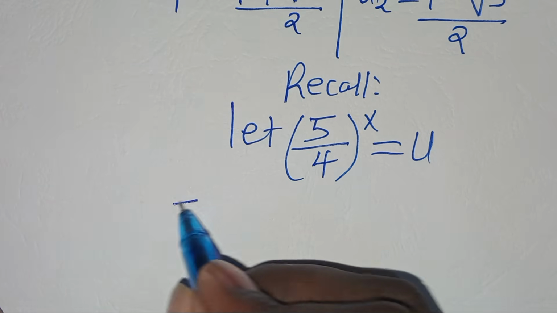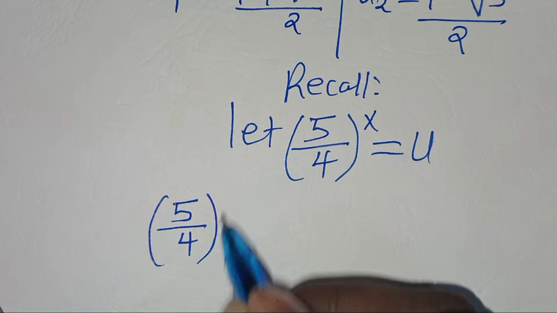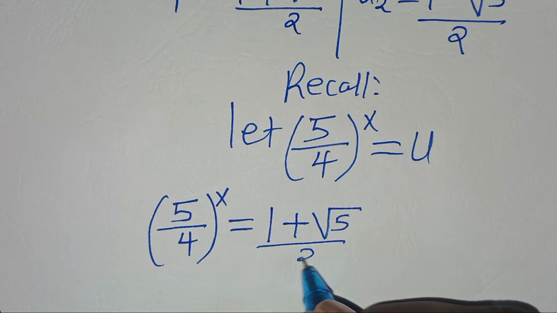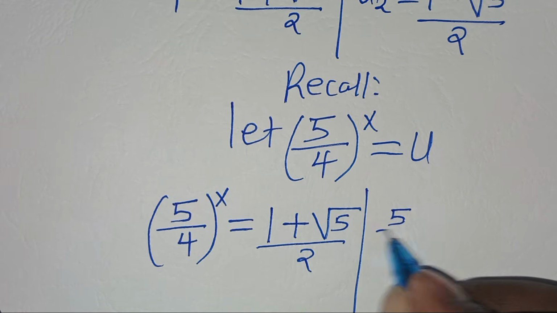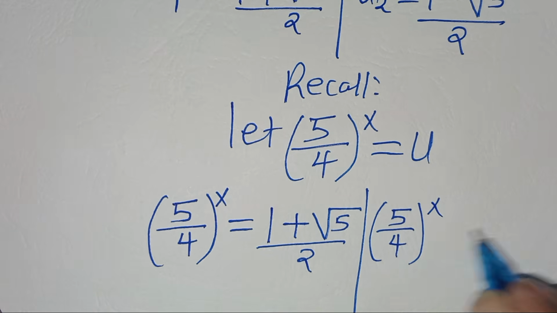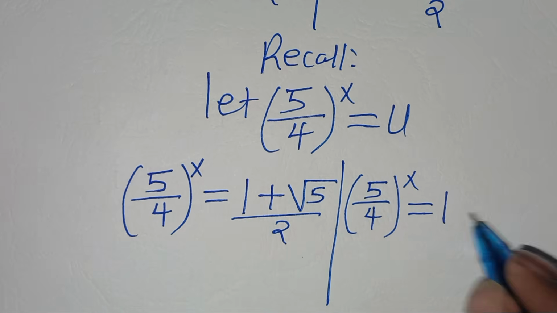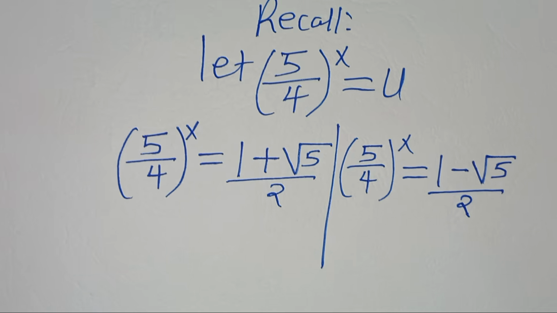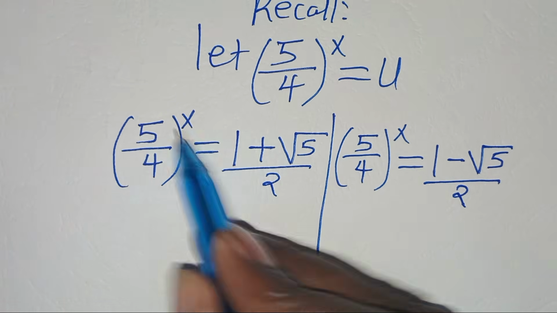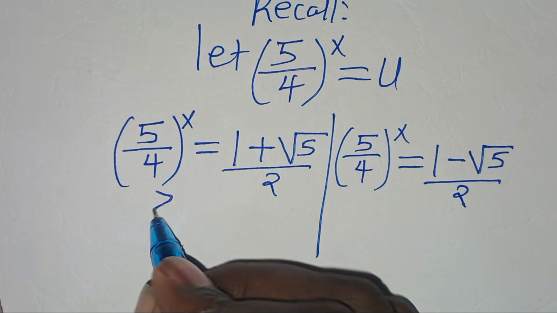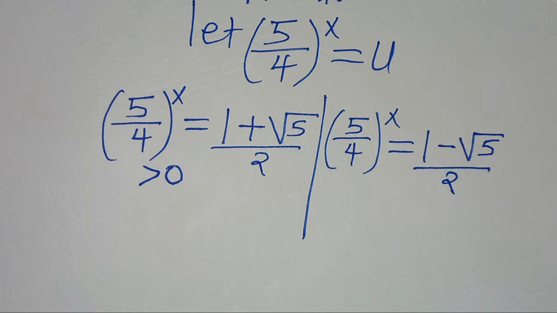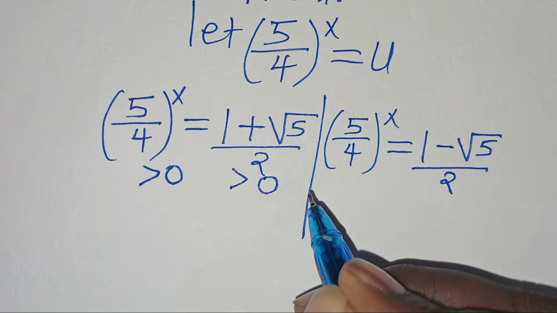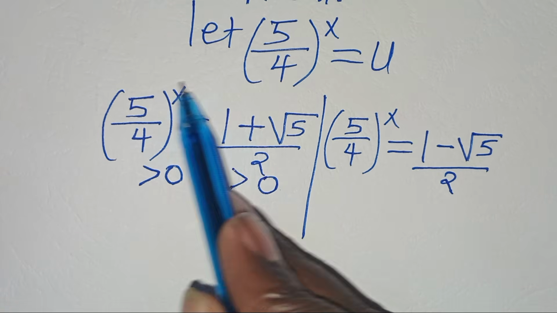So here we have (5/4)^x equal to (1 plus root 5) divided by 2. Then we have (5/4)^x equal to (1 subtract root 5) divided by 2. So we have that (5/4)^x is actually greater than 0. On the right hand side, (1 plus root 5) over 2 is also greater than 0. So this means we can proceed to solve for the value of x.